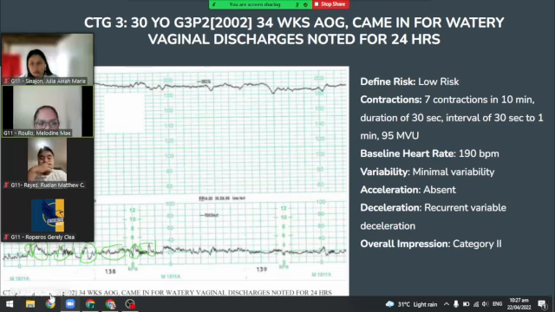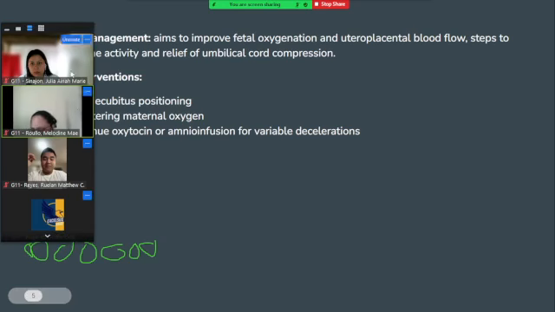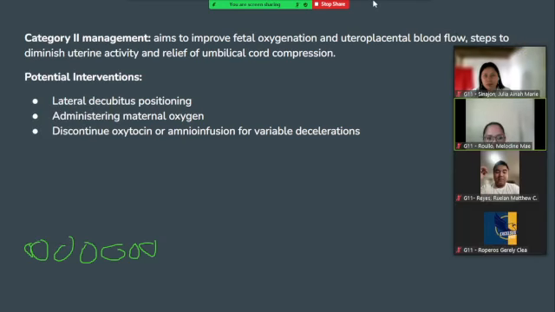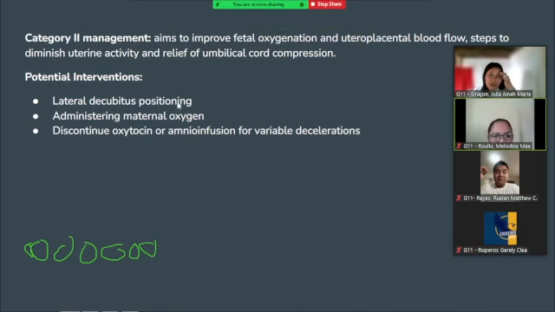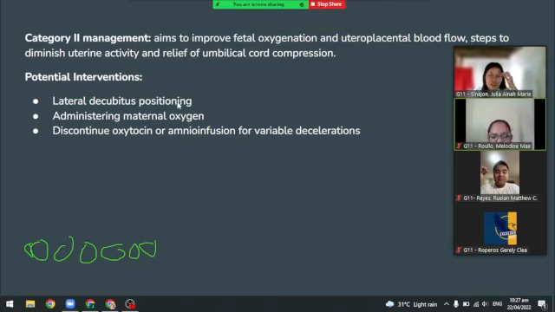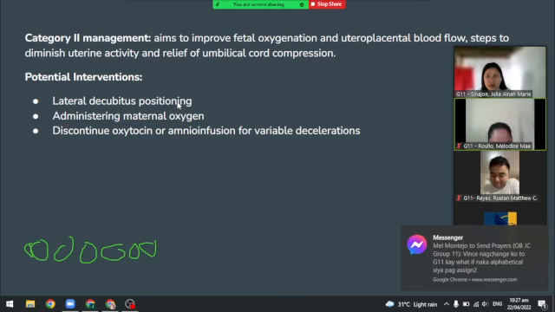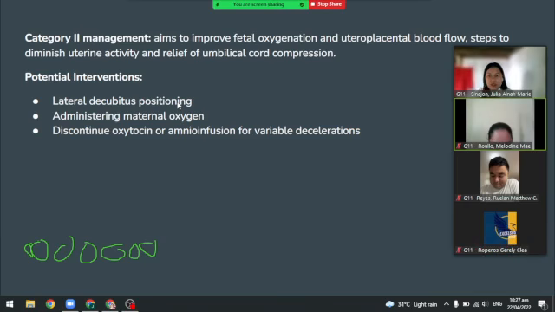Next slide, please. So for the category 2 management, it aims to improve fetal oxygenation and uteroplacental blood flow, and steps to diminish uterine activity and relieve umbilical cord compression. These are the following potential interventions: lateral decubitus positioning, administering maternal oxygen, discontinuing oxytocin, or amnioinfusion for variable decelerations.